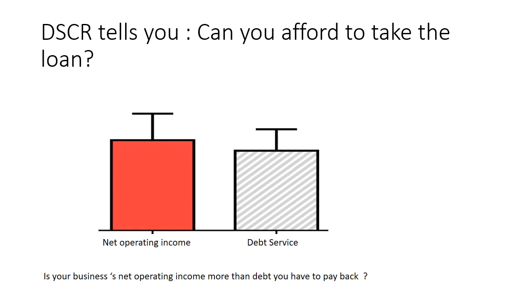So, the major premise of DSCR is that can a business afford to take the loan it is applying for? The bank will study the cash flow and DSCR to know if they can pay back the loan on time with interest. Is your business net operating income more than the debt you have to pay back?